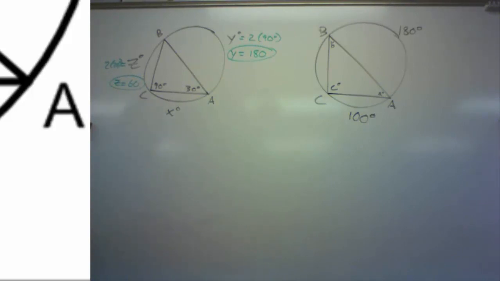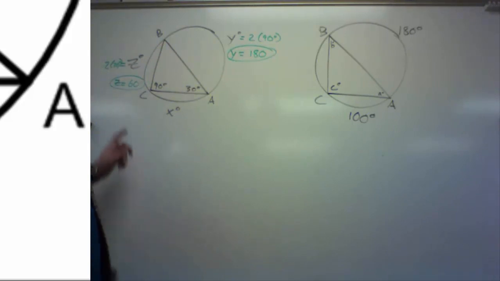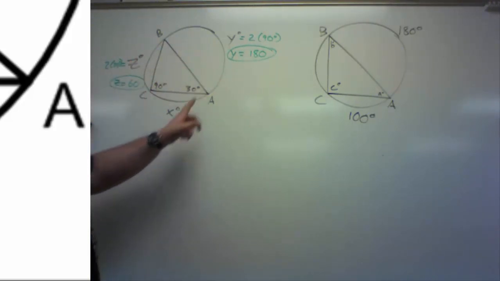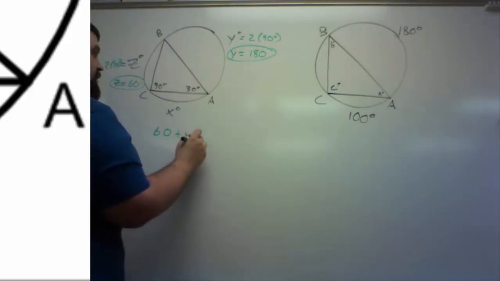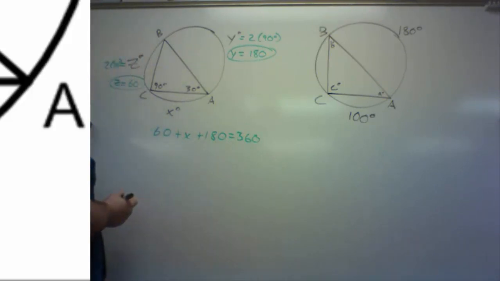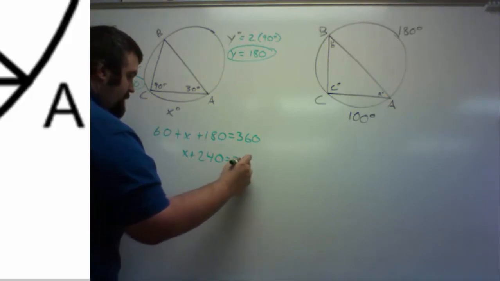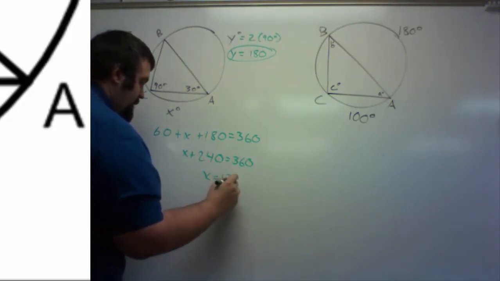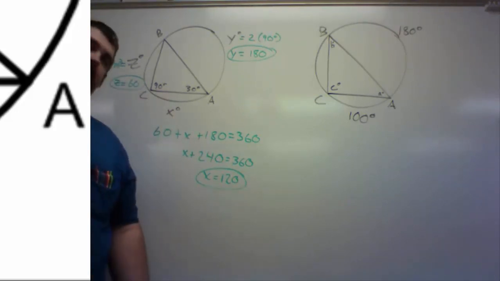Now there are 2 ways I could do the last one. First, I could find this angle and then find the arc. Or, seeing I already have 2 of the 3, all 3 arcs have to add up to 360. So 60 plus x plus 180 has to equal 360. X plus 240 equals 360. X is equal to 120. And there I go. I found all 3 using the idea that an inscribed angle is half the intercepted arc.